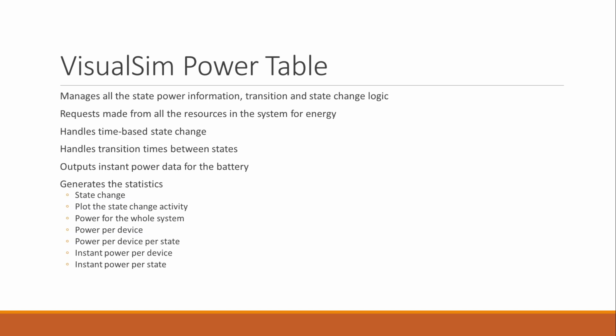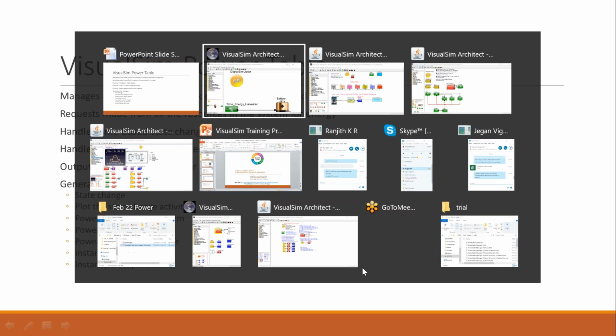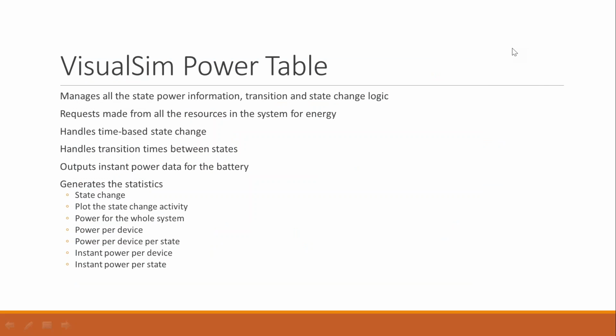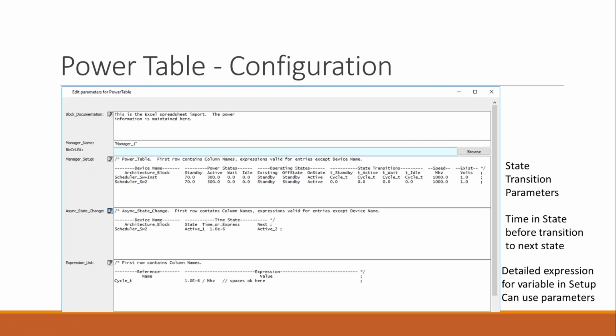It also outputs the power data for the battery to be able to manage the amount of power being consumed, looking at all the surges and all those aspects for the battery as well. These are the list of statistics that are generated out of the power table. So if I move back into VisualSim, actually, before I do that, I'm going to go over some more details, which is really about the power table block.